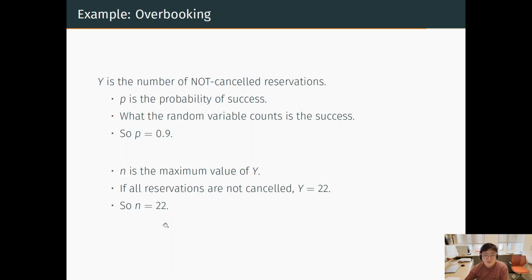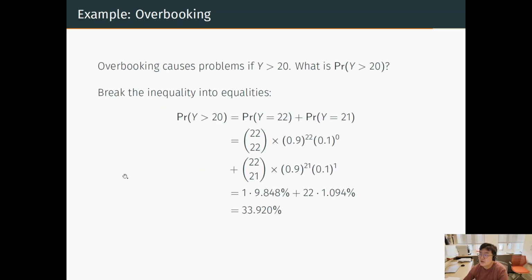Okay. So again, when you think about parameters, first, to determine p, you have to think about what the success is, what you are counting, right? And the probability of that outcome is p. And when you think about n, you have to think about just the maximum possible outcome, right? What happens if everything is success or everything is failure? So then n is pretty straightforward.